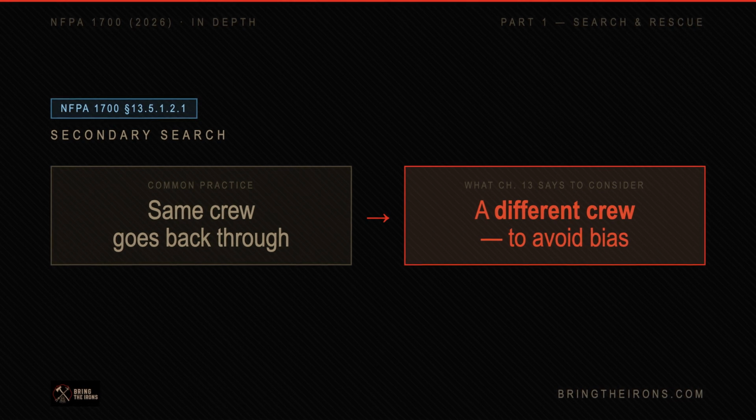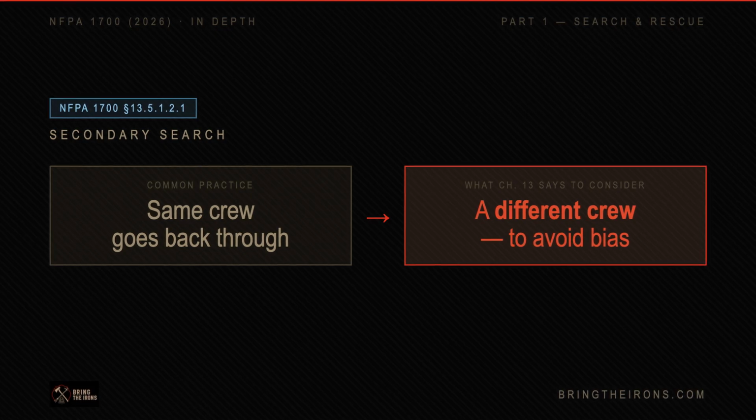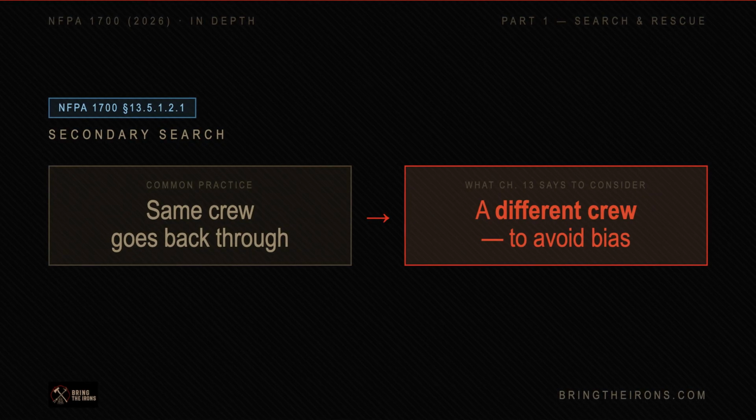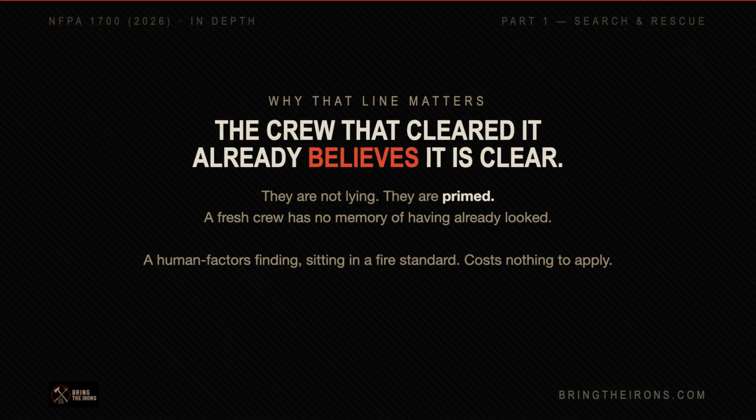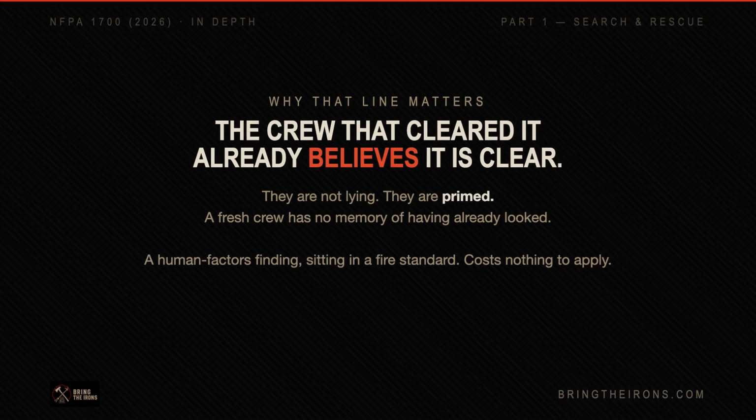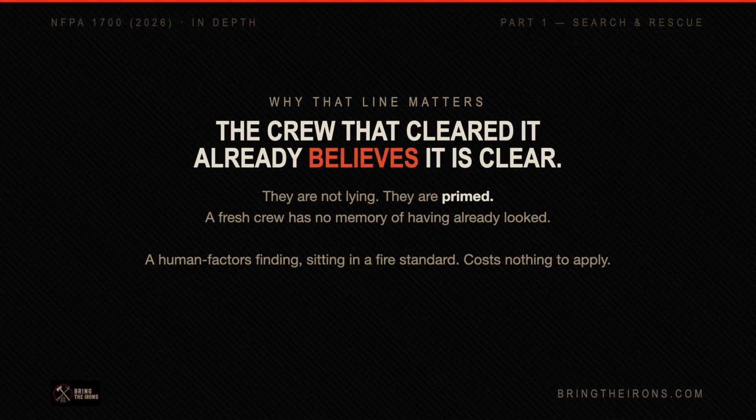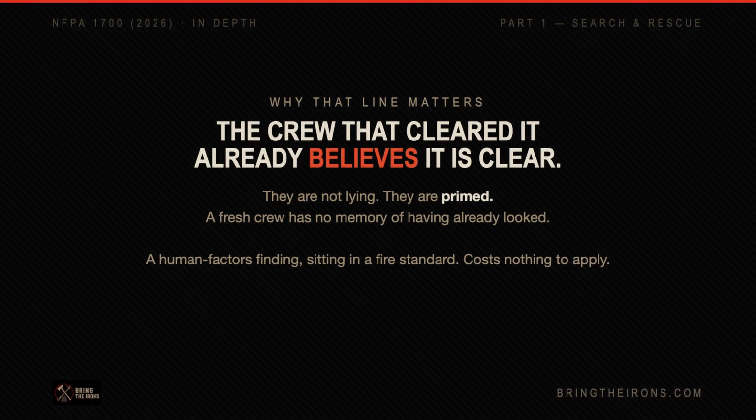And then a line that I think is the sharpest thing in the chapter. Consider having a different crew do the secondary search than did the primary to avoid bias. Think about why that is in a standard. The crew that searched a room already believes it is clear. They are not lying. They are primed. A fresh crew has no memory of having already looked. That is a human factors finding sitting in a fire standard, and it costs nothing to apply.